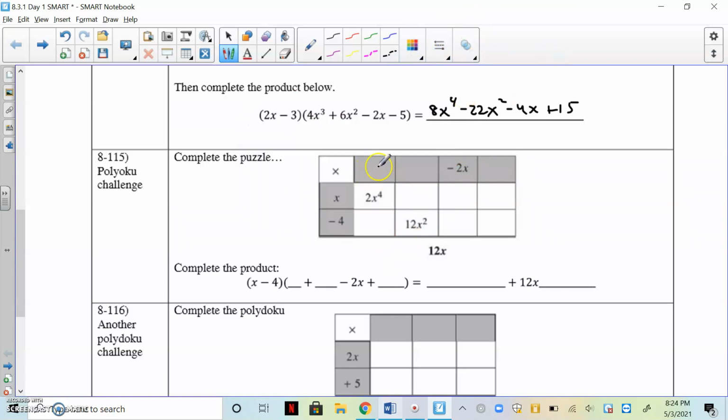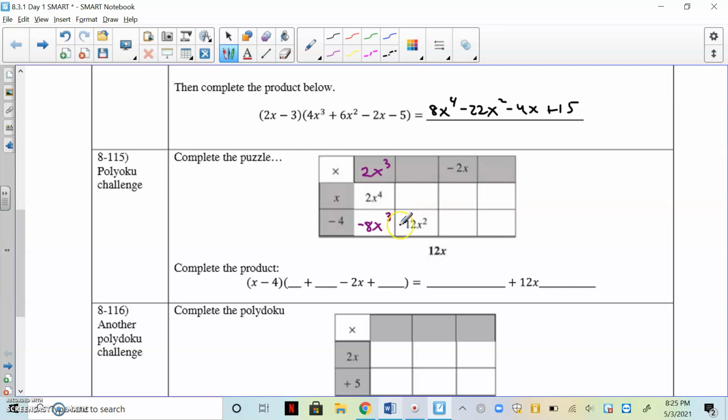So, for example, up here, we can figure out this box just by knowing that there's an x here, and it has to multiply by this box to make 2x to the 4th. So you ask yourself, okay, x times what equals 2x to the 4th? And hopefully you would come up with 2x cubed, because 2x cubed times x, that's how we get the 2, and 3 x's and 1 x will give us the 4th. Then down here, this one we know how to do. 2x cubed times negative 4 is negative 8x cubed.